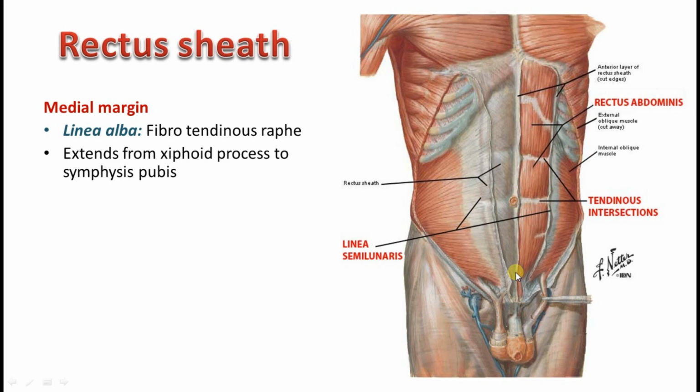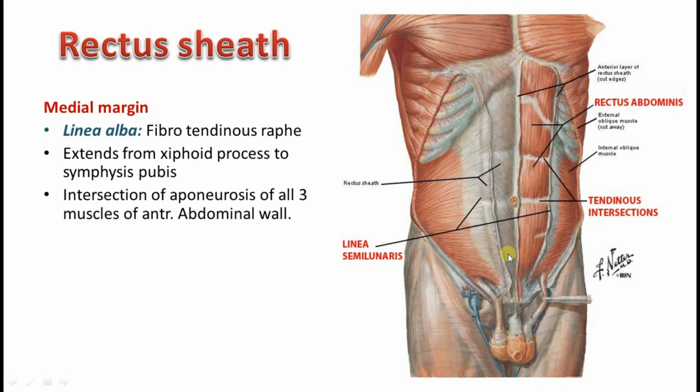So the extension of the linea alba is from the xiphoid process to the pubic symphysis. Below that, what happens is it splits into two layers, an anterior part and a posterior part. If you look at the linea alba also, below it is somewhat linear or thin, and above it expands or is wide. Above the umbilicus it is somewhat wide, and below it is linear or thin.